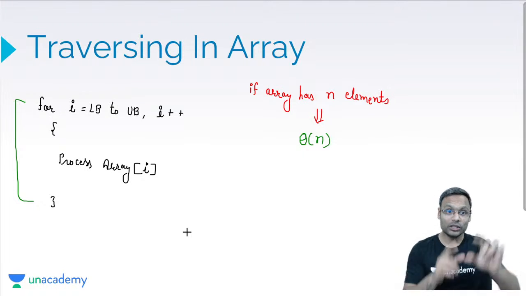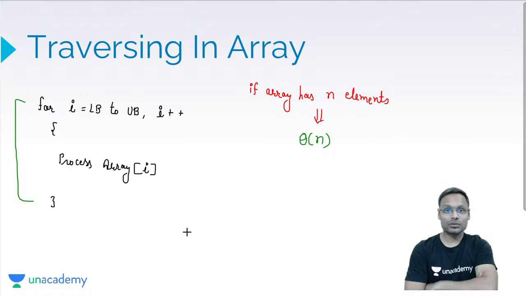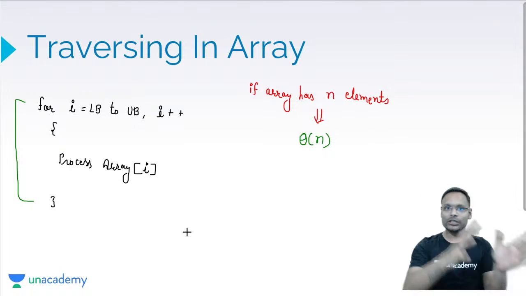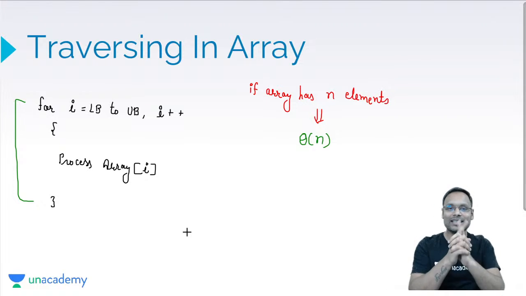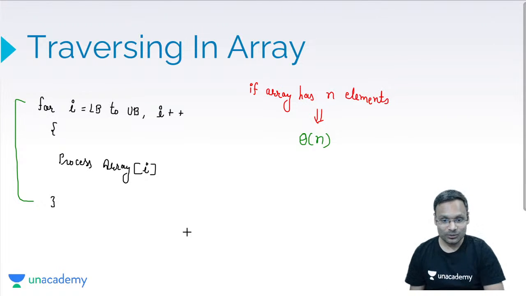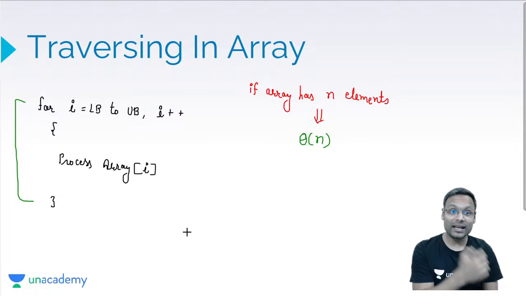क्यों? क्योंकि this loop will run exactly n times. Minimum n times also, yes. Maximum n times also, yes. That is why theta of n. I guess you are understanding now. अब समझ में आया क्लियर कट की थीटा का यूज कहाँ है.